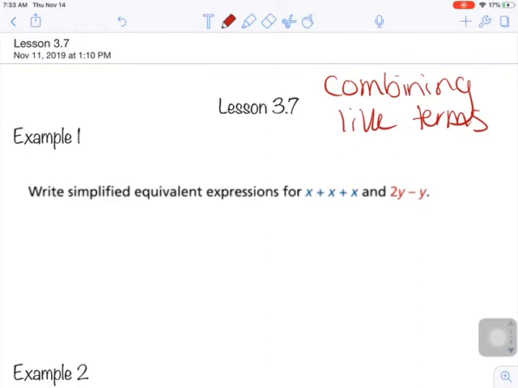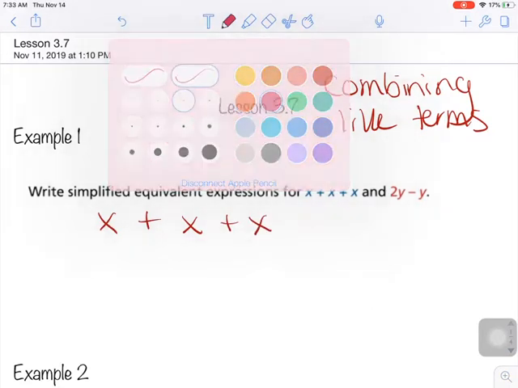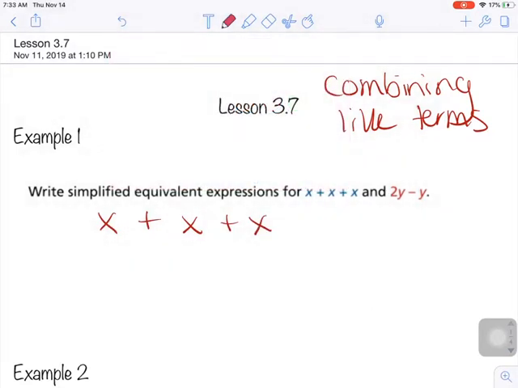So for example, example 1, it says, write the simplified equivalent expressions for x plus x plus x and 2y minus y. So if we start with x plus x plus x, these are all like terms because they all have the same variable x. So we can just go ahead and combine them all together. So when we do that, we are going to have 3x.